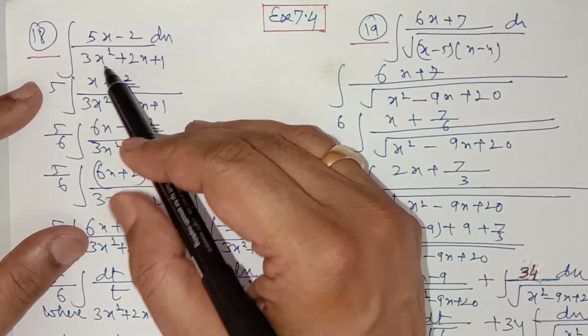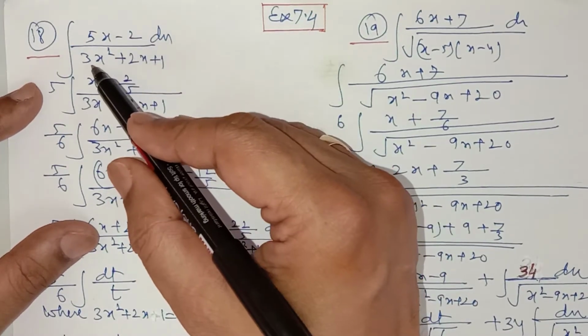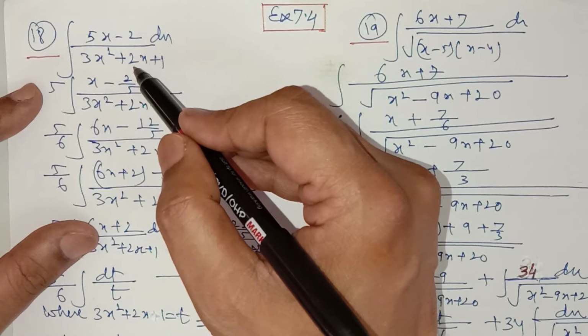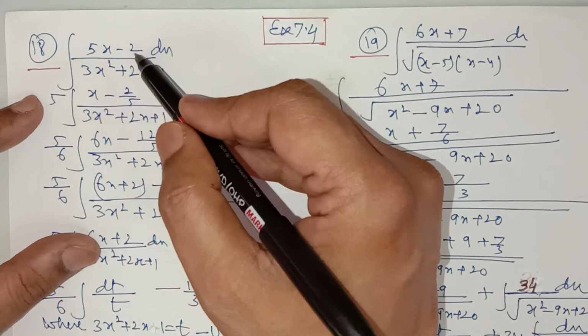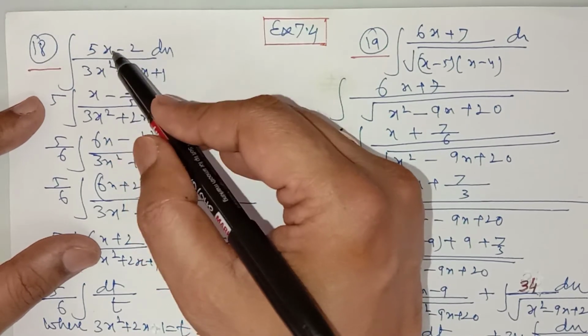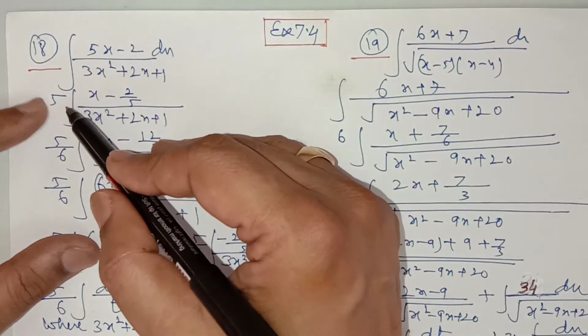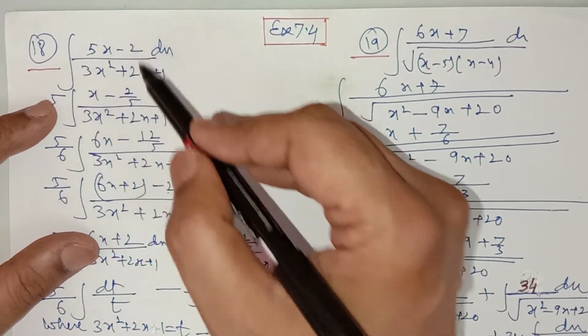Now linear upon quadratic, and you have to obtain the derivative of the denominator in the numerator, that is 6x plus 2 you should have in the numerator. We have 5x minus 2. So how can we obtain 6x plus 2 in the numerator? Now how can you obtain 6x here? You can obtain 6x here by taking 5 common in the numerator. So it will become 5 times (x minus 2 upon 5).